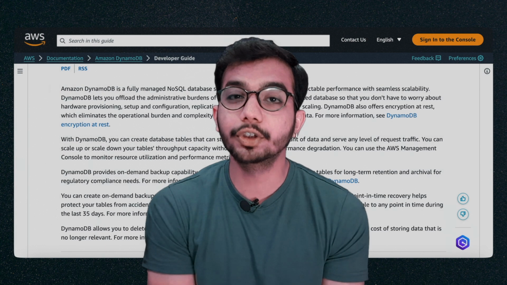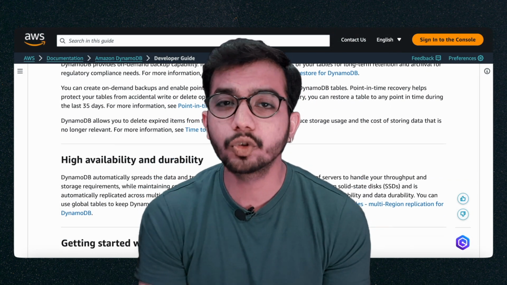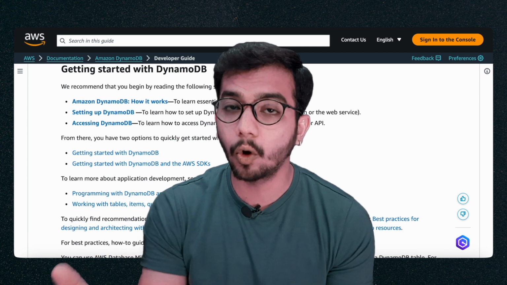Referring to the AWS official documentation is always a wise choice to get a deeper understanding of concepts like DynamoDB.